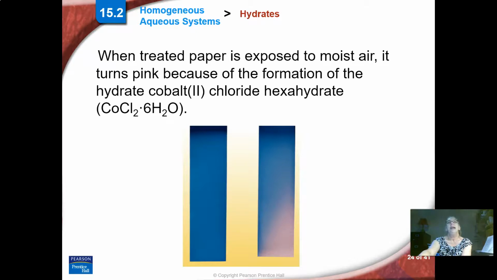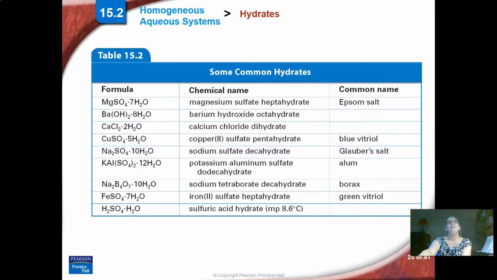So some compounds can add water to themselves from moist air and make a new compound with the hydrated water there. So this is cobalt 2 chloride hexahydrate. 6 waters are associated with it. So here's some different hydrates, and you may have to do this in a lab where you get a particular hydrate and you heat it in the Bunsen burner, and then you weigh the after product and see how much water was lost.